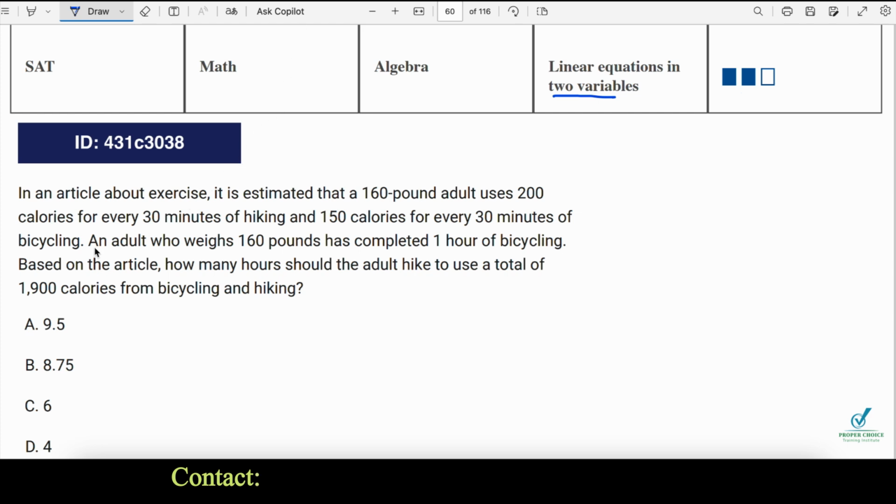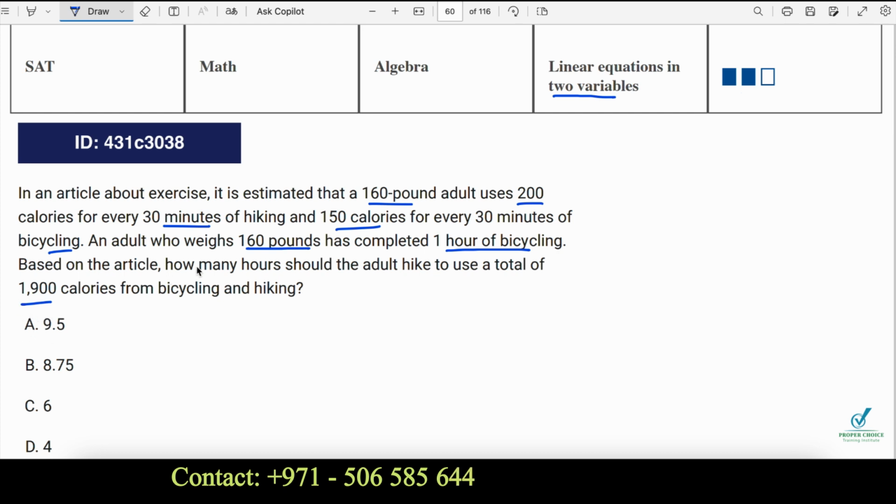Now let's go with the question here. It says, in an article about exercise, it is estimated that a 160-pound adult uses 200 calories for every 30 minutes of hiking and 150 calories for every 30 minutes of bicycling. An adult whose weight is 160 pounds has completed 1 hour of bicycling based on the article. How many hours should the adult hike to use a total of 1900 calories from the bicycling and hiking?